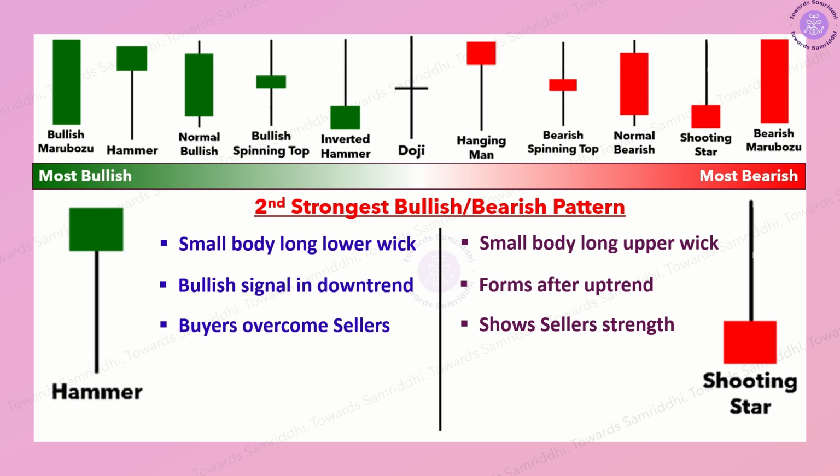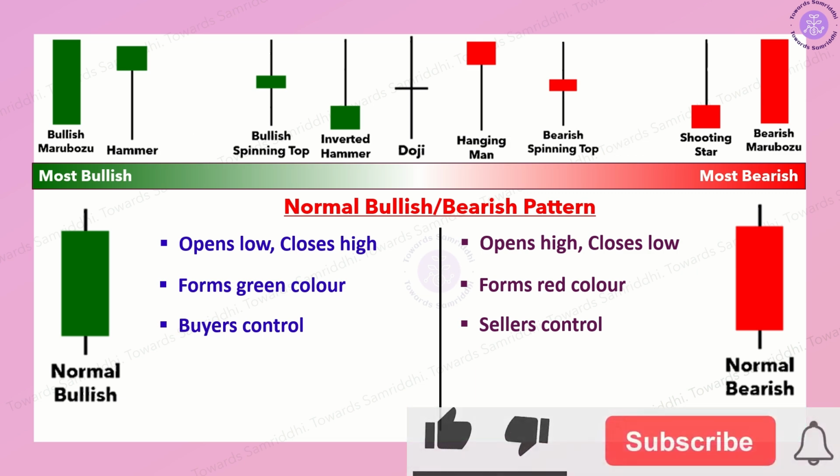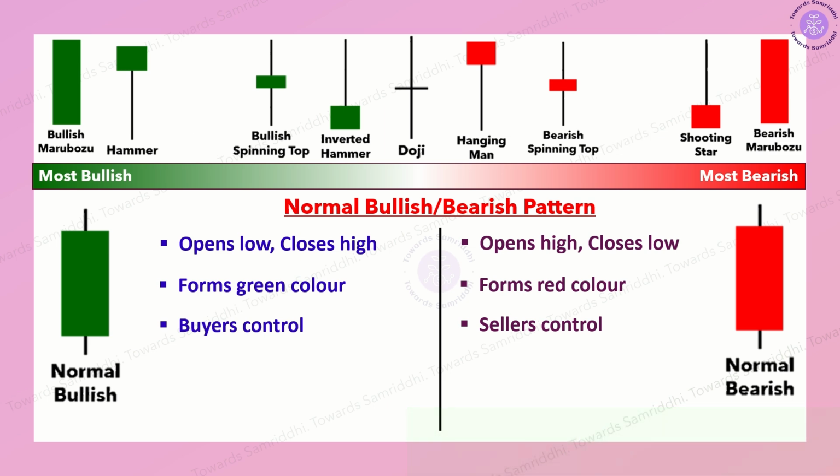Let's explain normal bullish and bearish patterns. Normal bullish candlestick. A bullish candlestick opens low, closes high, showing buyers' control with green color. Normal bearish candlestick. A bearish candlestick shows sellers in control as the price opens high but closes lower.